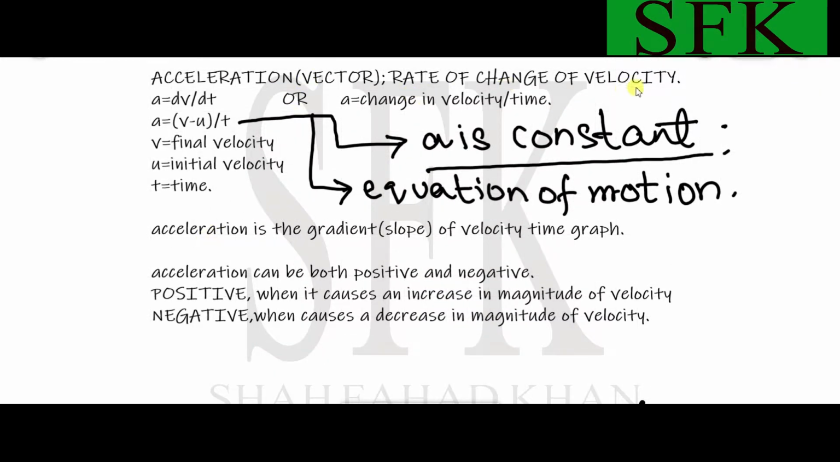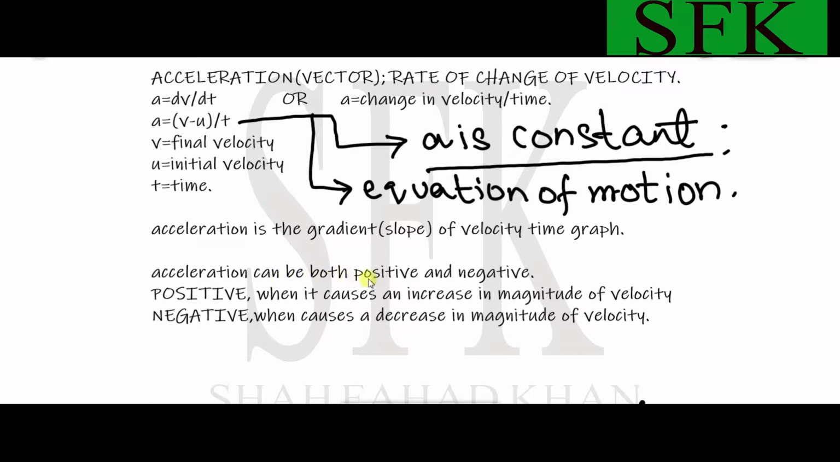Acceleration by definition is the rate of change of velocity, right? So if I were to draw a velocity time graph of a journey, the gradient, the slope of that graph represents the acceleration, because acceleration by definition is the rate of change of velocity, and gradient is also the change in y upon change in x, so change in velocity upon change in time.